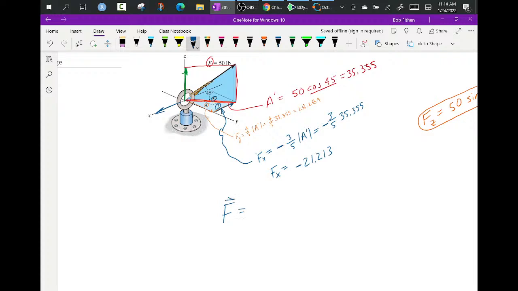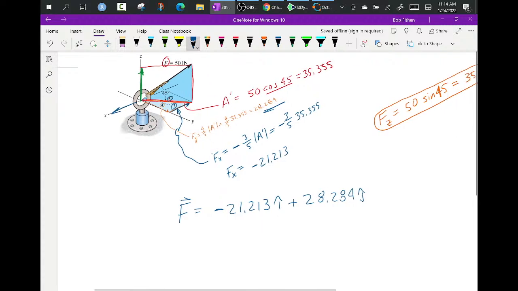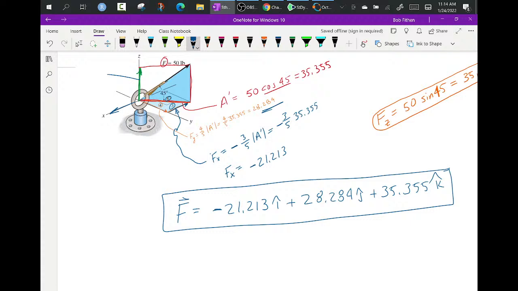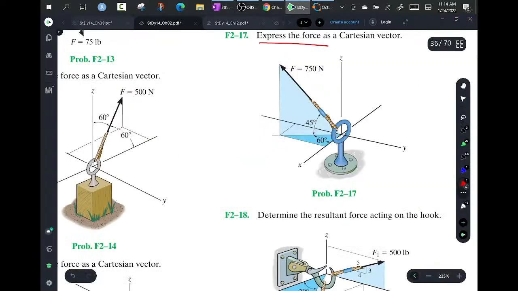So the vector F looks like minus 21.213 I plus 28.284 J plus this length, which is 35.355 K. Now, at this particular point, we could probably say we've accomplished what he wanted us to accomplish. However, let's go further.